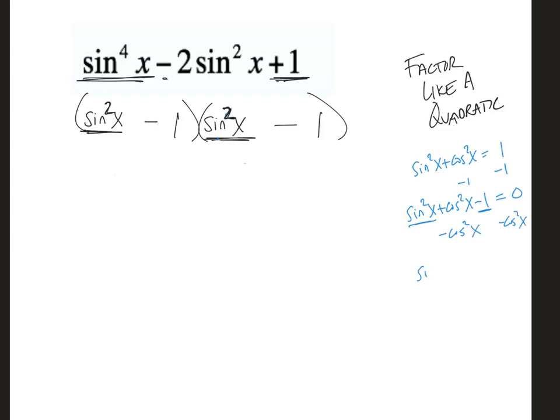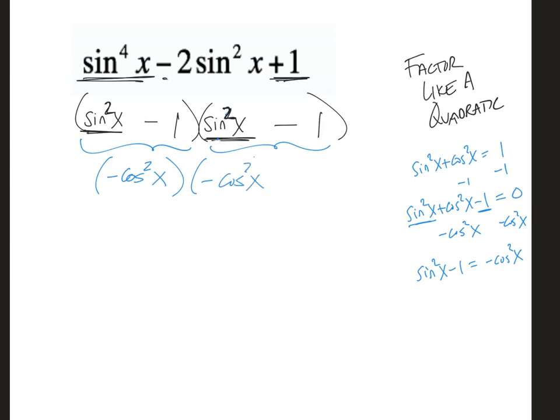So sine squared x minus 1 would equal negative cosine squared x. So I can replace this with a negative cosine squared x. And I can replace that also with a negative cosine squared x. And we're multiplying. A negative times a negative turns positive, and then squared times another squared would be to the fourth. So that's how that one would simplify.